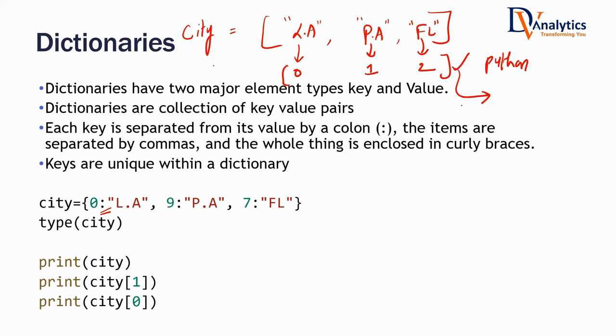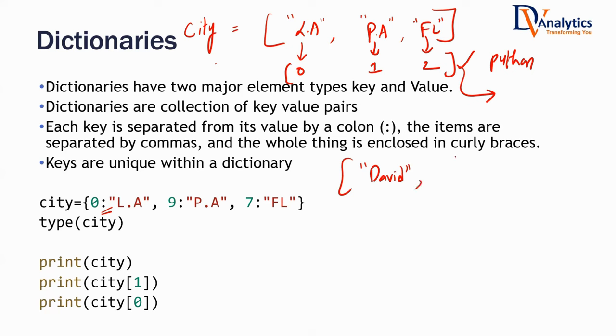Now, what if you take charge of this? What if you have customer name David, customer name Bill, customer name Jim. If I want to access David, this is my cust list. I would say cust zero, that would be David. Cust one will be Bill, cust two will be Jim. But I'm not interested in 0, 1, 2. I want their indices to be customer IDs.